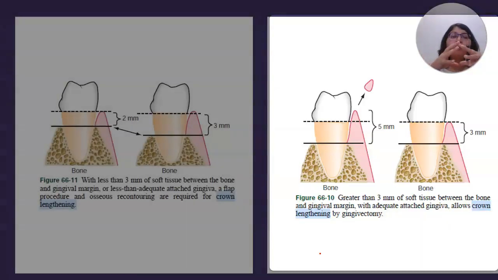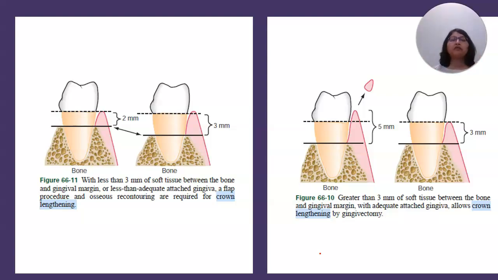I just wanted to bring up this point here because gingivectomy is not very different from general crown lengthening. They're the same procedures. The only difference is in gingivectomy, you do not do osseous contouring. So let's look at the example here. With less than 3 millimeter of soft tissue between the bone and the gingival margin, or less than adequate attached gingiva, you need a flap procedure and osseous contouring. We just talked about that ideally the space between your free restorative margin and your bone should be almost 2 millimeters, but we prefer that at least 3 millimeters of the space should be there. You're considering gingival sulcus in that consideration.